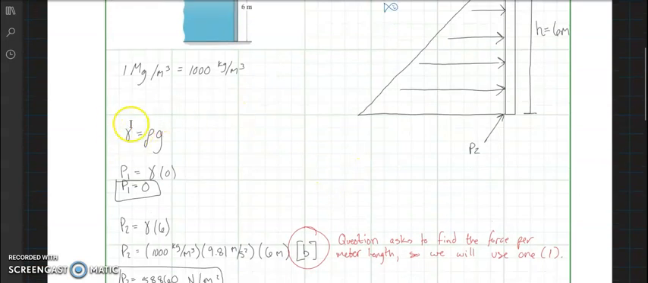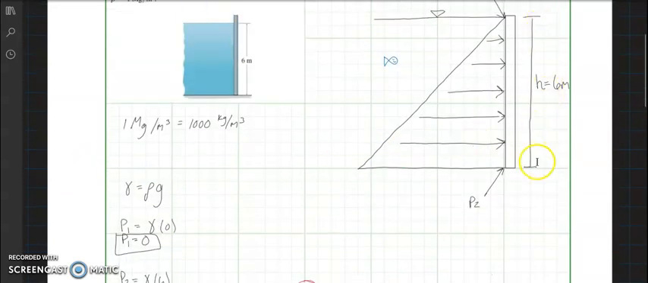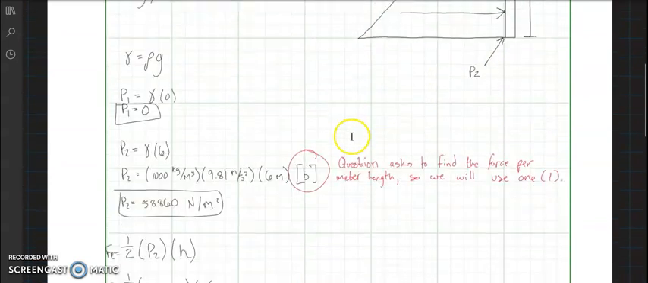Over here, we've got the specific weight is equal to the density times gravity. P1 is going to be that gamma times 0 because our depth is 0, which equals 0. P1 is 0. P2 is going to be gamma times 6 because that's our maximum height, and we're taking P2 at that max distance there underwater.